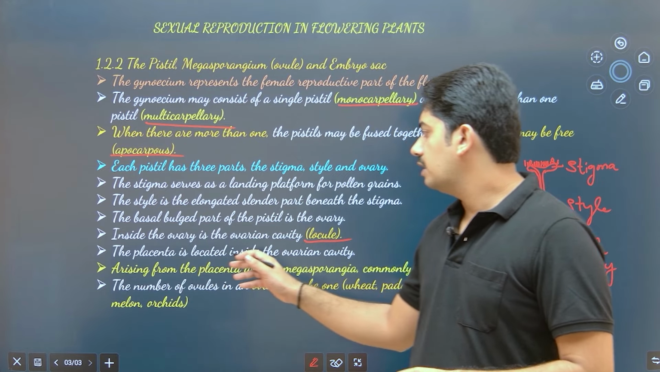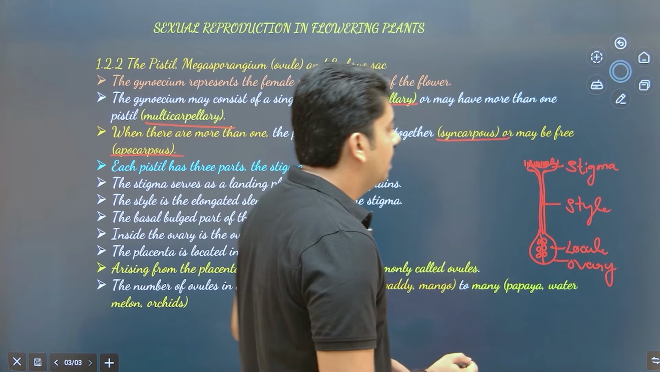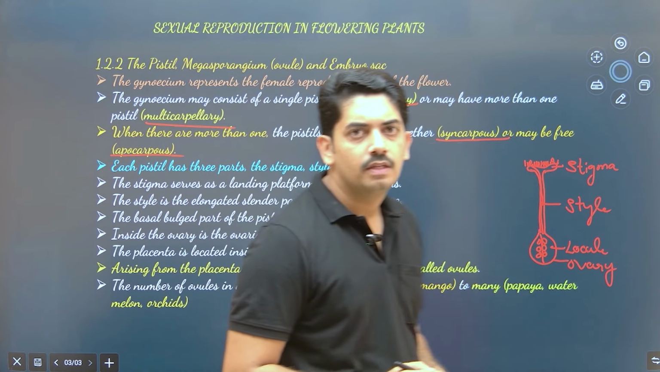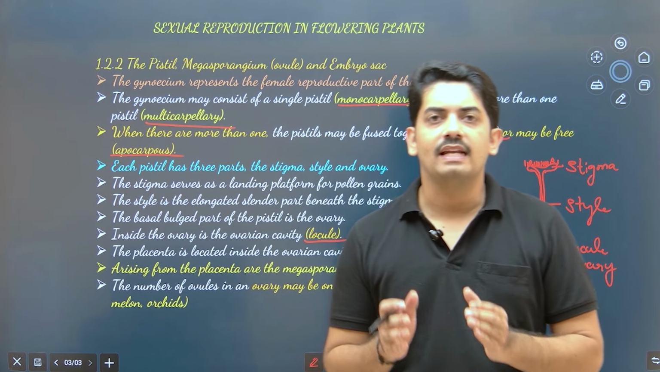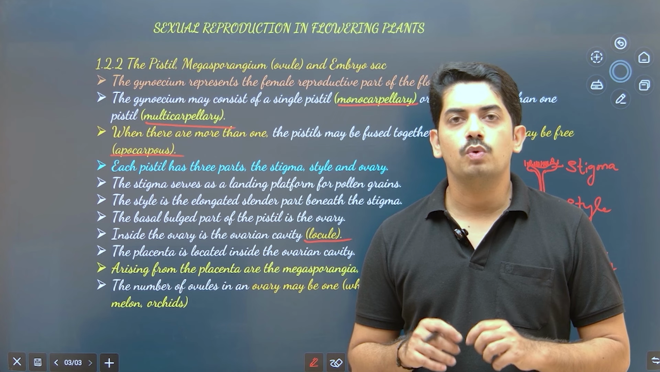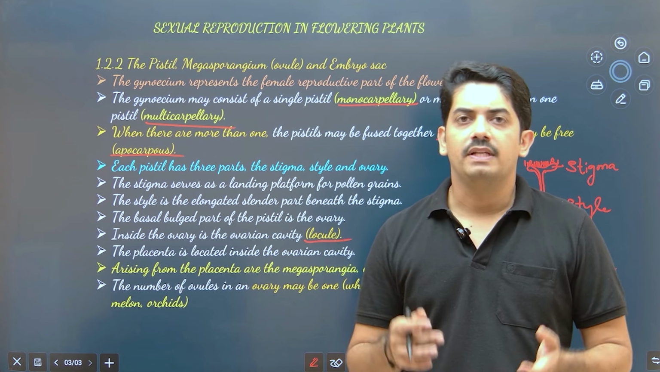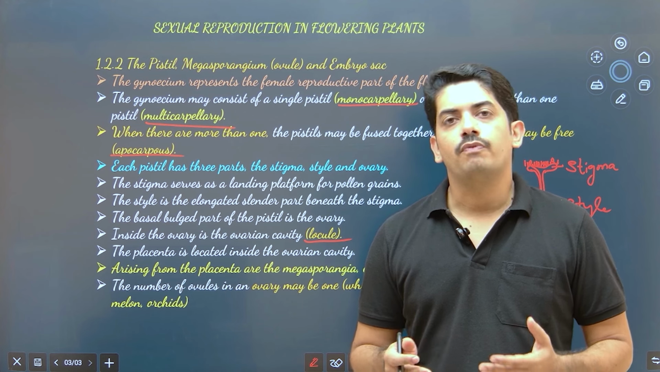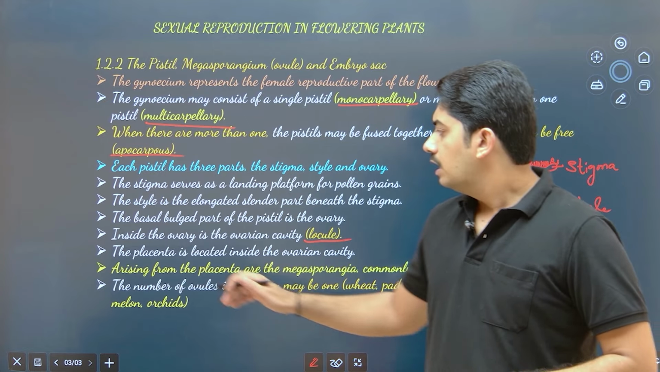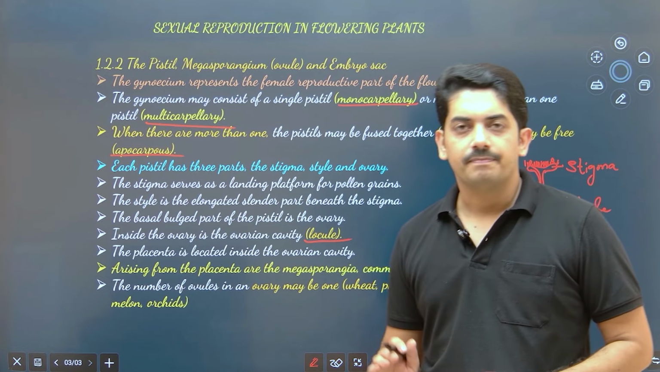The placentation is located inside the ovarian cavity. Here you can see, without placentation, these ovules cannot attach to the ovary. So there is one cushion-like structure inside the ovary which will help the ovules to attach, and that we call the placenta. There is one definition for this. The arrangement of ovules inside the ovary is called placentation. Okay. Arising from the placenta are the megasporangia.